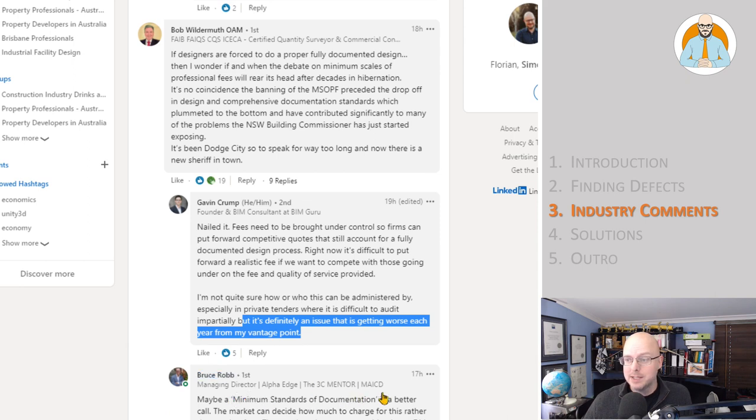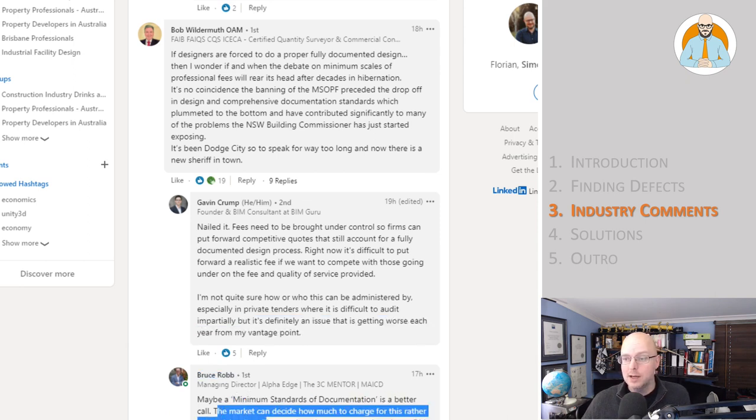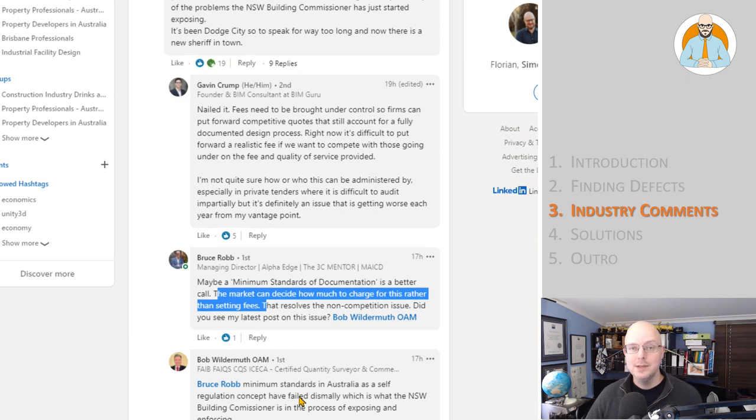Bruce is saying a minimum standard of documentation is a better call. I think it needs to come from the banks. I think the pressure needs to be put on the banks to finance. They need to feel the pain and the sting of this type of rubbish happening. Forget the developers. Forget a building commissioner. Make the banks liable for dodgy projects. The people who are funding these projects, make them liable. Then you'll start to see some bloody standards put in place. He who holds the money has the control, everyone. Everything else is just theater.